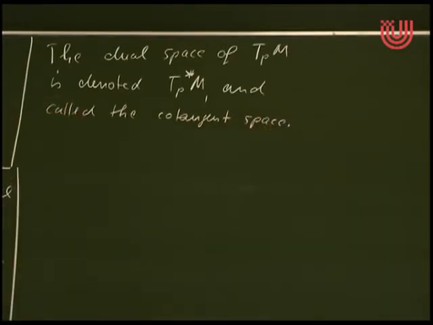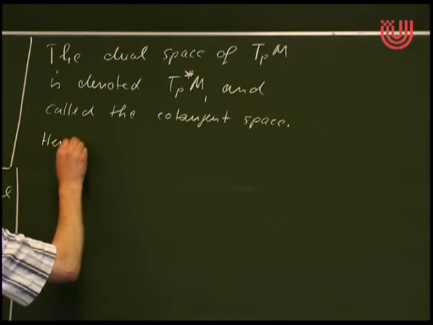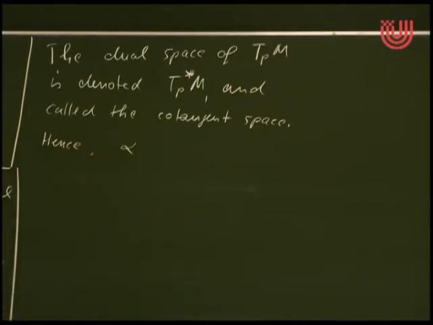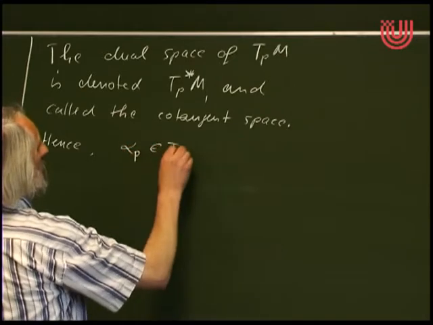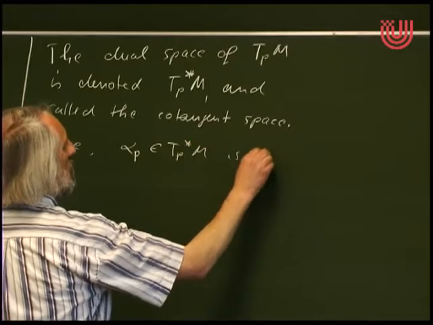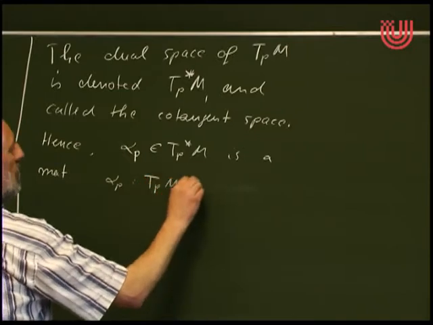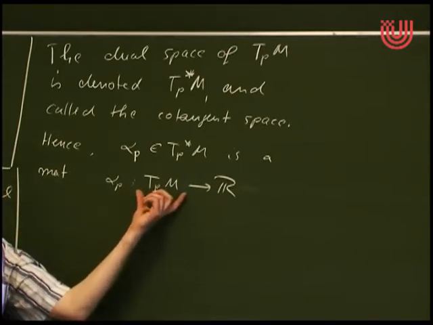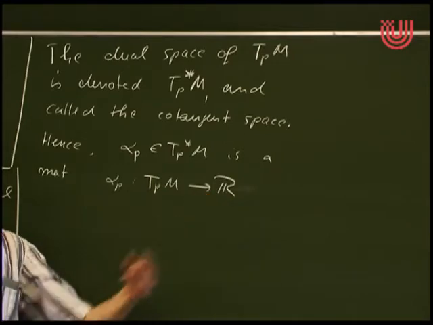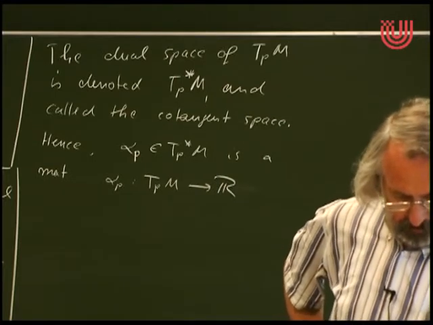So an element of TPM star is a map from TPM into R. If I have an alpha situated at a particular point, that's the reason why I put an index P here, it is a map. Alpha P goes from TPM to R. So it makes vectors into numbers. As the English usually say, it eats vectors and it gives you numbers. Okay, so that's a dual space.